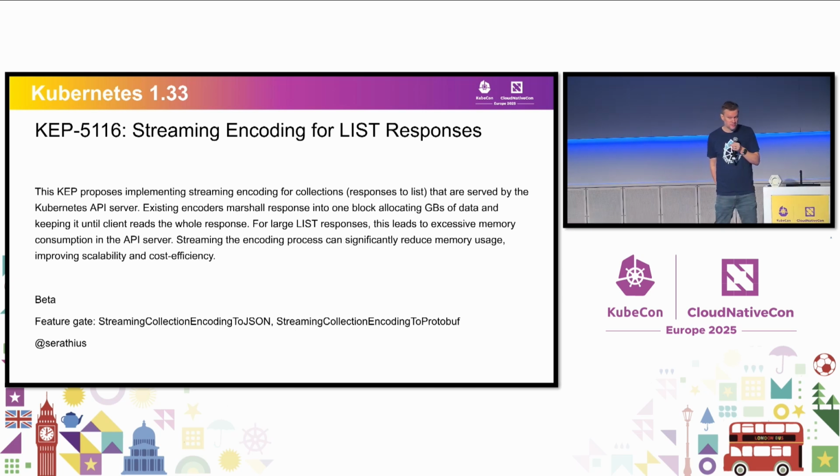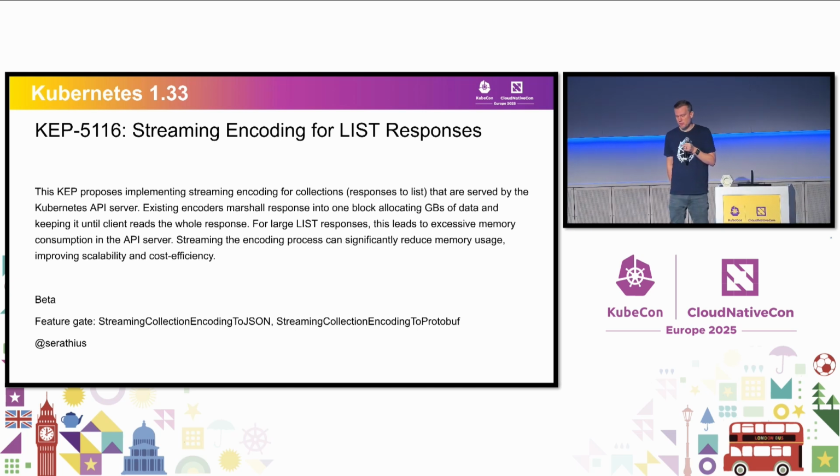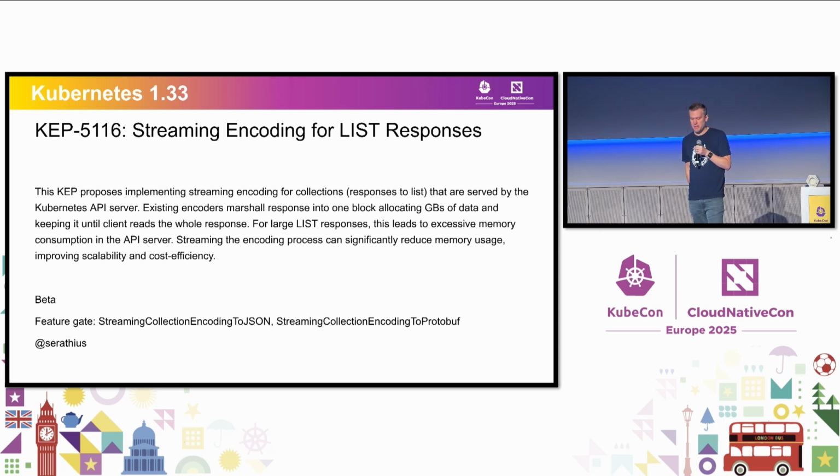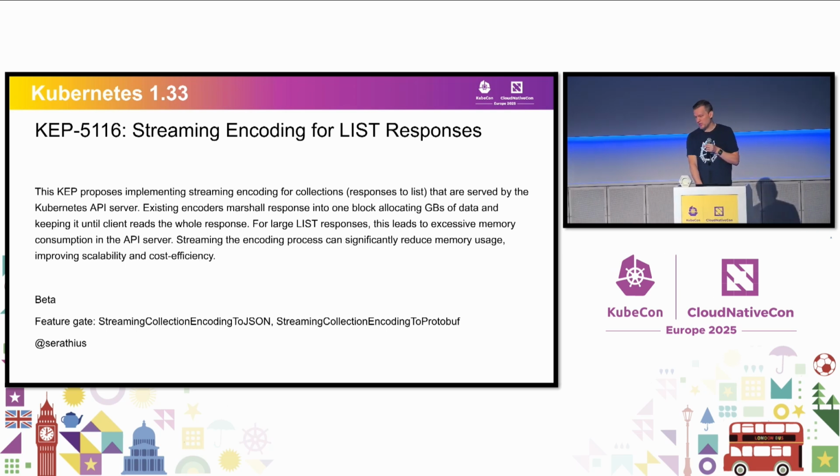So you can imagine if you are requesting a list response for hundreds of thousands of resources, the memory profile of the API server is dramatically better in this. It can concurrently handle many, many large list requests without running out of memory or running into problems. So this is a huge stability improvement for the API server. I'm really looking forward to it.